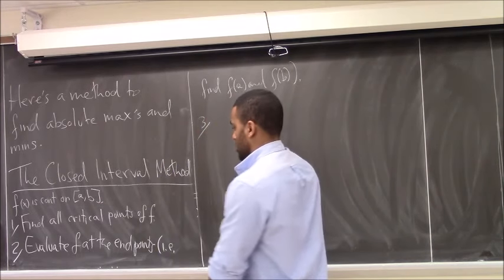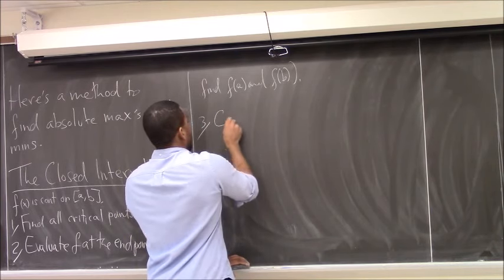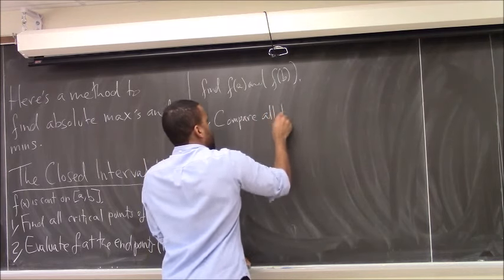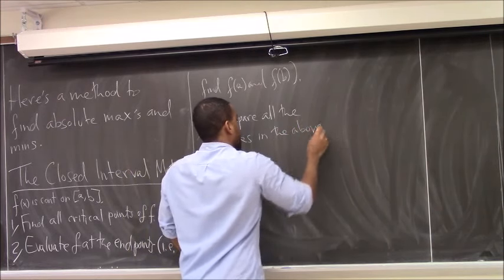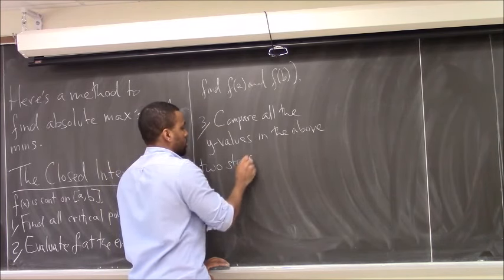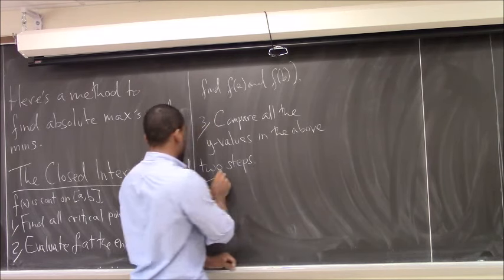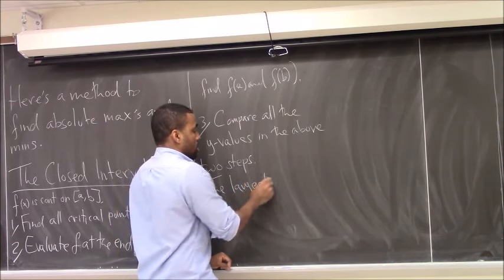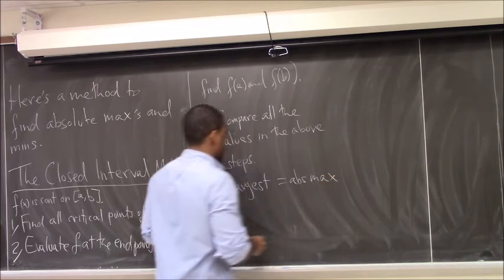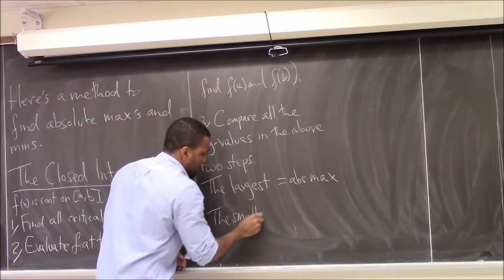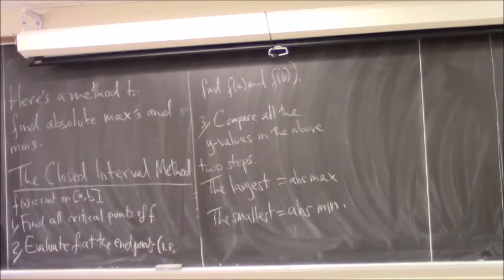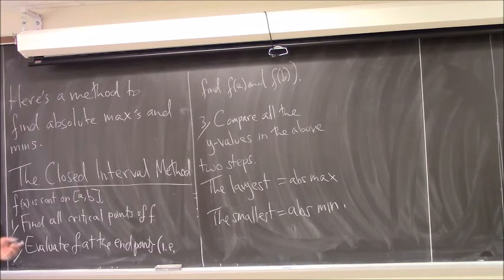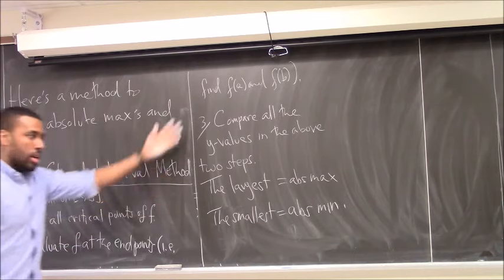Step 3: compare all the y values in the above two steps. The largest is going to be the absolute maximum. The smallest is the absolute minimum. That's going to be it. So critical points will help us define if there are any local ones that are also absolute. And evaluating the endpoints is just checking to see whether at the endpoints it's the biggest or smallest in a region. And we compare them to make a conclusion.